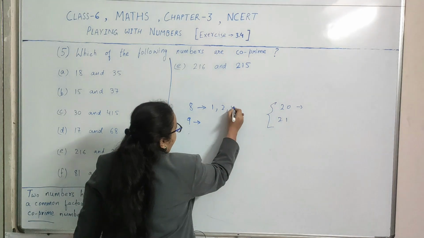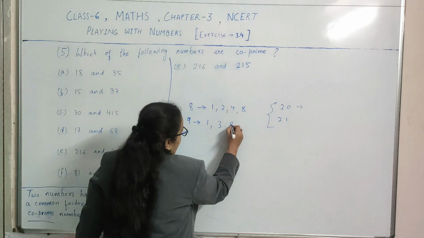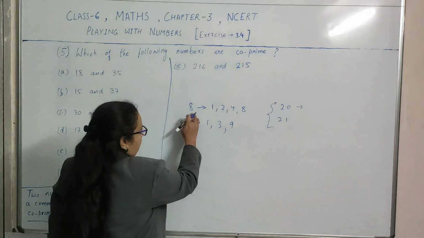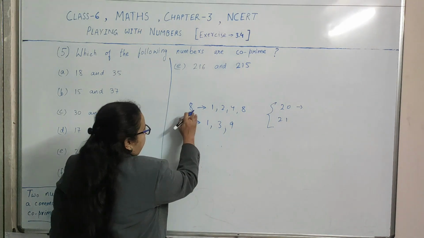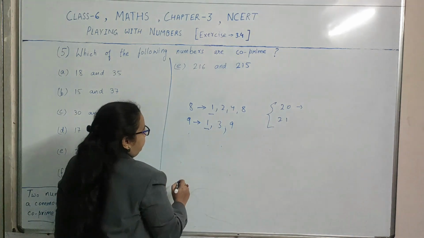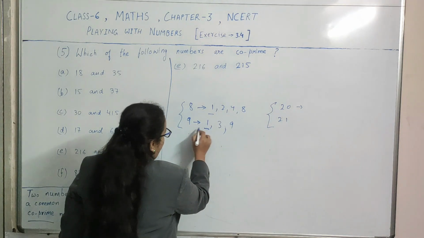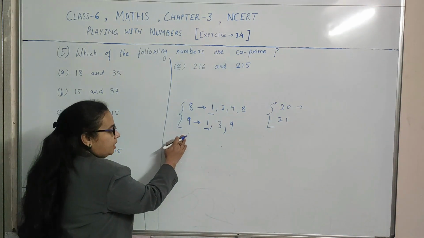The factors are 1, 2, 4, and 8. What are the factors of 9? 1, 3 and 9. Right? They are consecutive numbers, the numbers which follow each other. The common factor is only 1. It means the numbers which are consecutive have only 1 as a common factor, which means consecutive numbers are coprime numbers.